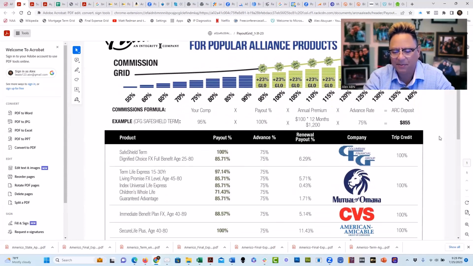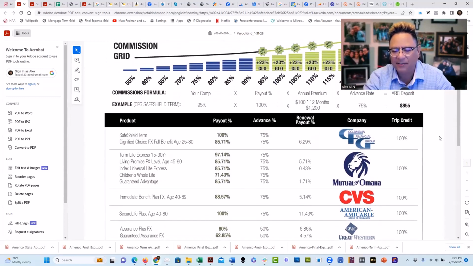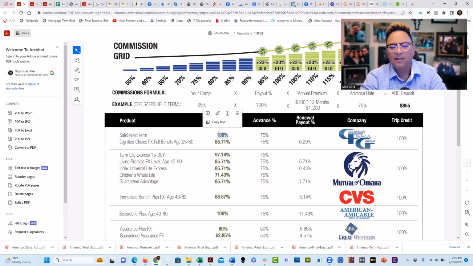What's the commissionable premium? It's based on product. Not everything is going to be 100%. Commissionable premium is how much of the annual premium that you write is commissionable. So Safe Shield term with CFG, 100% is commissionable. If you wrote someone an $85 a month policy, you annualize it, that's $1,000. So 100% of it is commissionable.